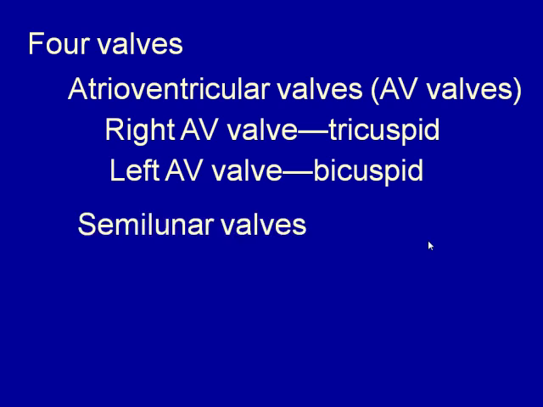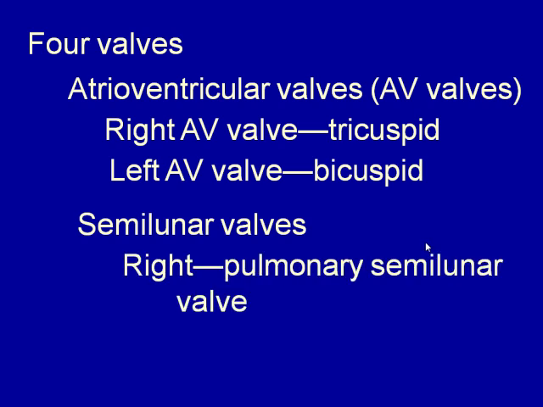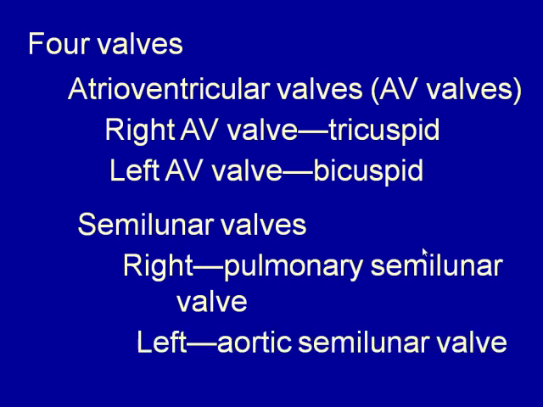The other two valves are the semilunar valves, and these are between the ventricles and the blood vessels attached to the ventricles. So on the right side, the pulmonary trunk is attached to the right ventricle, so that valve is called the pulmonary semilunar valve. And on the left side of the body, the aorta is attached to the left ventricle, so the aortic semilunar valve is the valve that's found there.